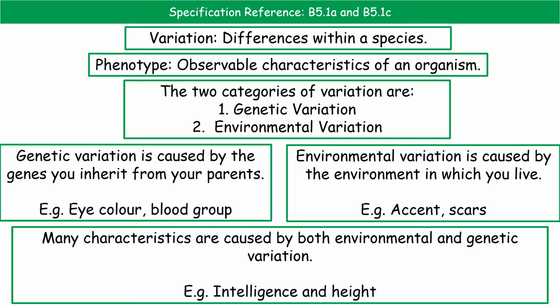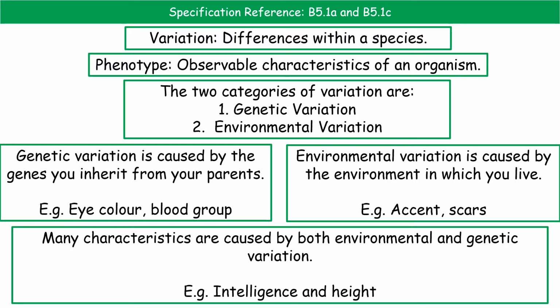When it comes to what actually causes these variations, then we can split into two categories. We have genetic variation, which is caused by the genes you inherit from your parents. So that would be eye colour, blood group. And then environmental variation is caused by the environment in which you live. So this would be things like the accent you've got, if you've got any scars, tattoos, piercings, all of those sort of things.